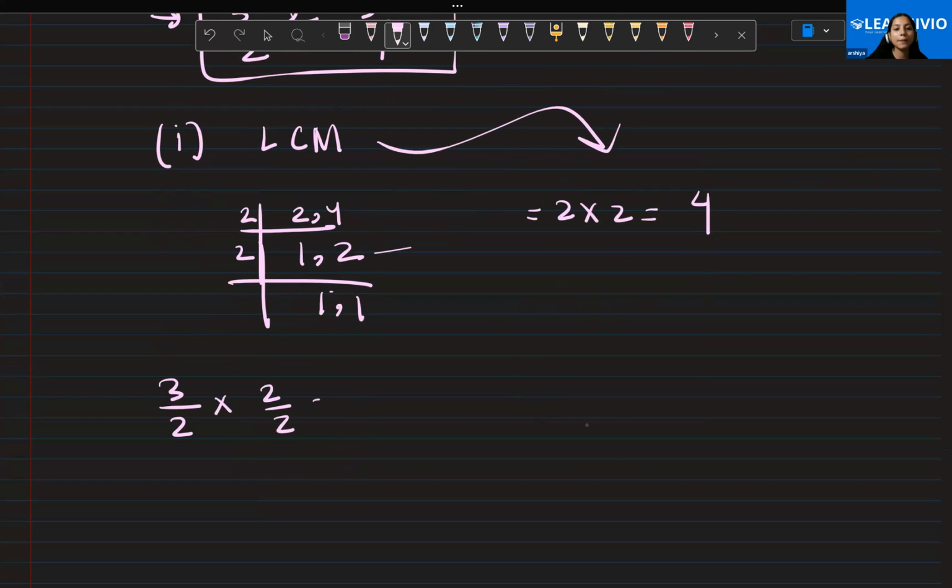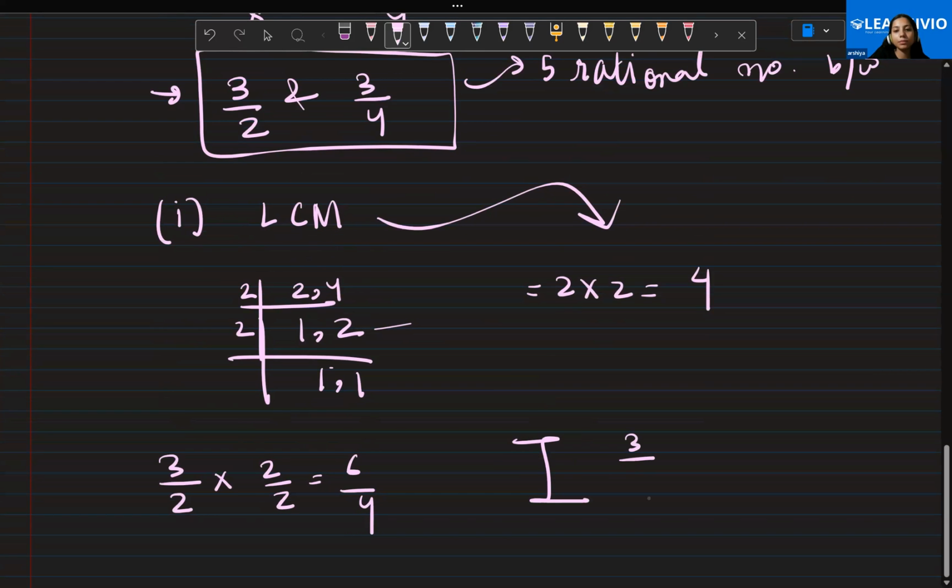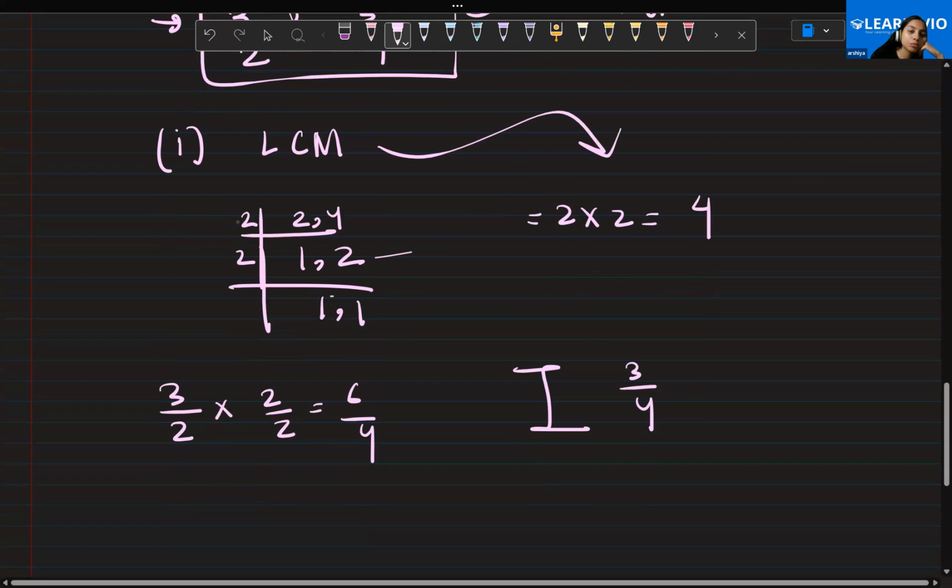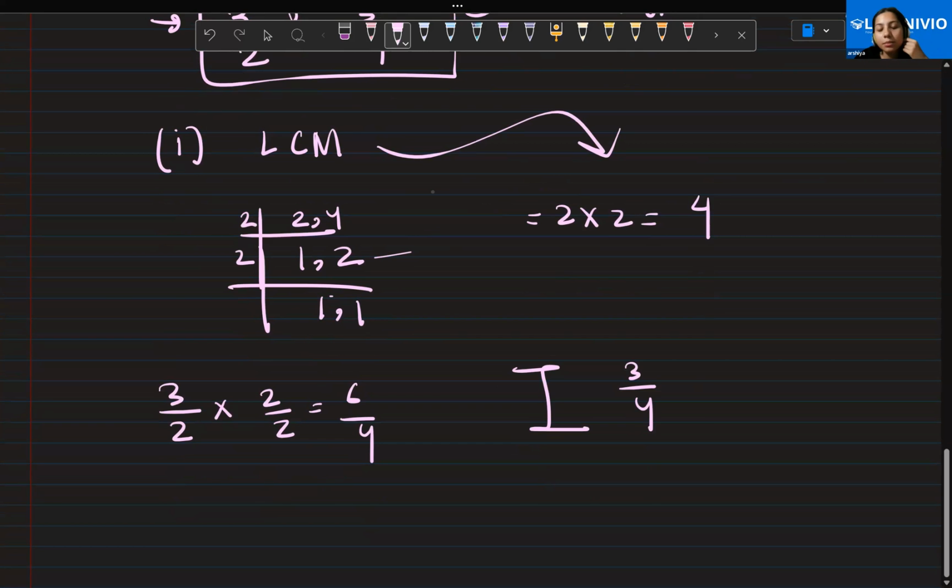And 3 by 4, yes, 3 by 4 and 6 by 4. We don't have to change the other one because it already has this denominator.